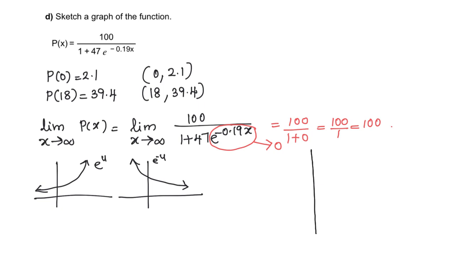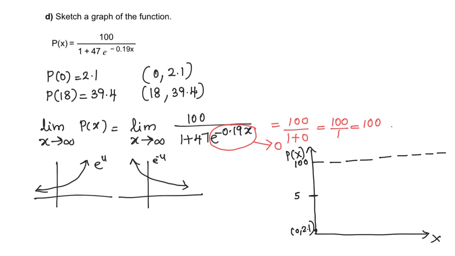We can graph this. This is the x-axis. This is p of x. This graph approaches 100, right? So there will be a horizontal asymptote as x approaches positive infinity. The graph gets closer and closer to this line, that is at 100. And we know 2 points, 0, 2.1, that is 1 point on the graph. I marked 100, so I'm approximately saying that half of that is 50.